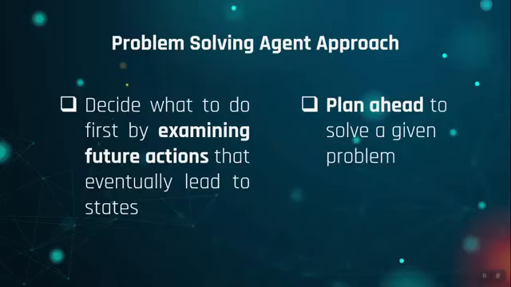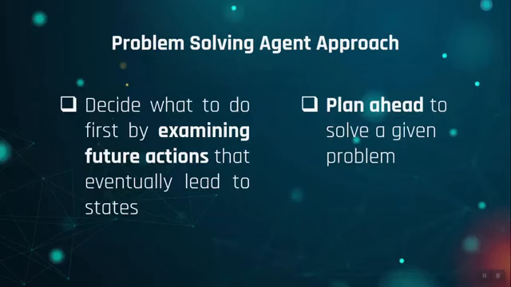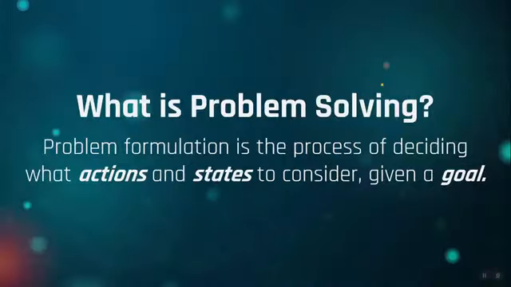So with those definitions in mind, what is a problem-solving agent? Basically, a problem-solving agent is a type of rational agent where its primary goal is to solve a given problem. It does so by examining possible future actions, looking ahead in order to solve the given problem. But before we go any further, let's first understand what is problem solving.